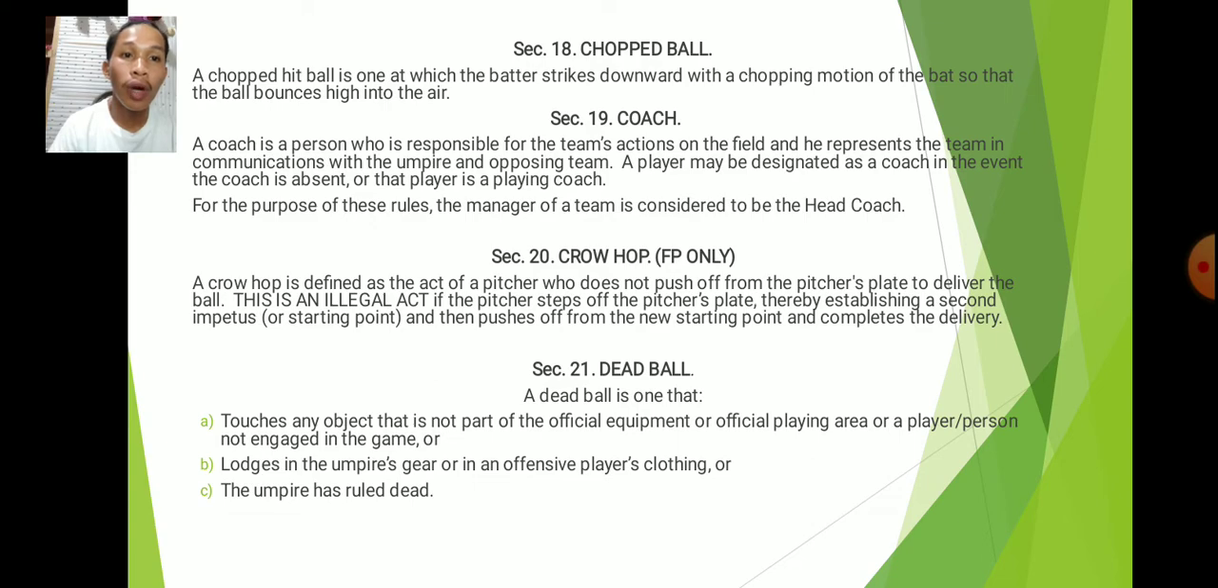Section 20, Crow hop. FP only. Dead ball. 21, Dead ball. A ball that touches an object that is not part of the special equipment, the official playing area, or a player, or a person not engaged in the game, or lodges in the umpire's gear or an offensive player's clothing, or the umpire has called dead.